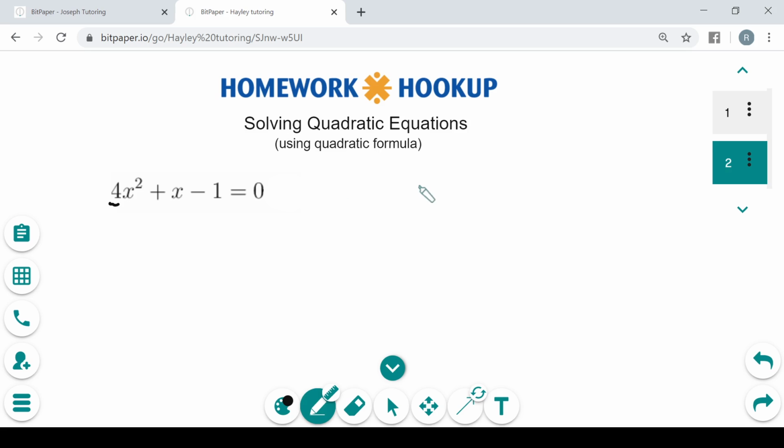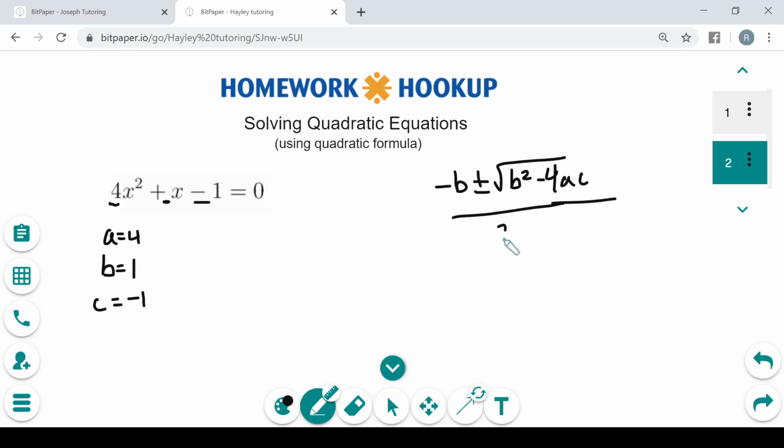The quadratic formula is negative b plus or minus the square root of b squared minus 4ac, the whole thing divided by 2a. Your a is the number in front of the x squared, so our a is going to be 4. Your b is the number in front of x, so our b is 1. And your c is the constant, which here is negative 1. Okay, so now we can proceed.